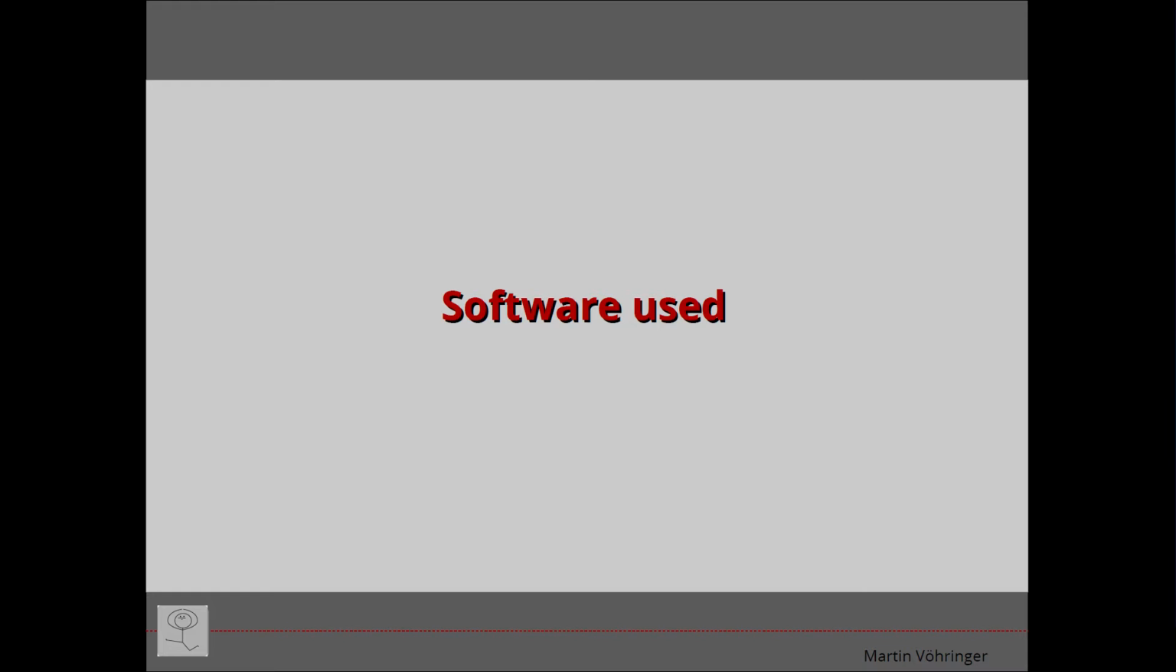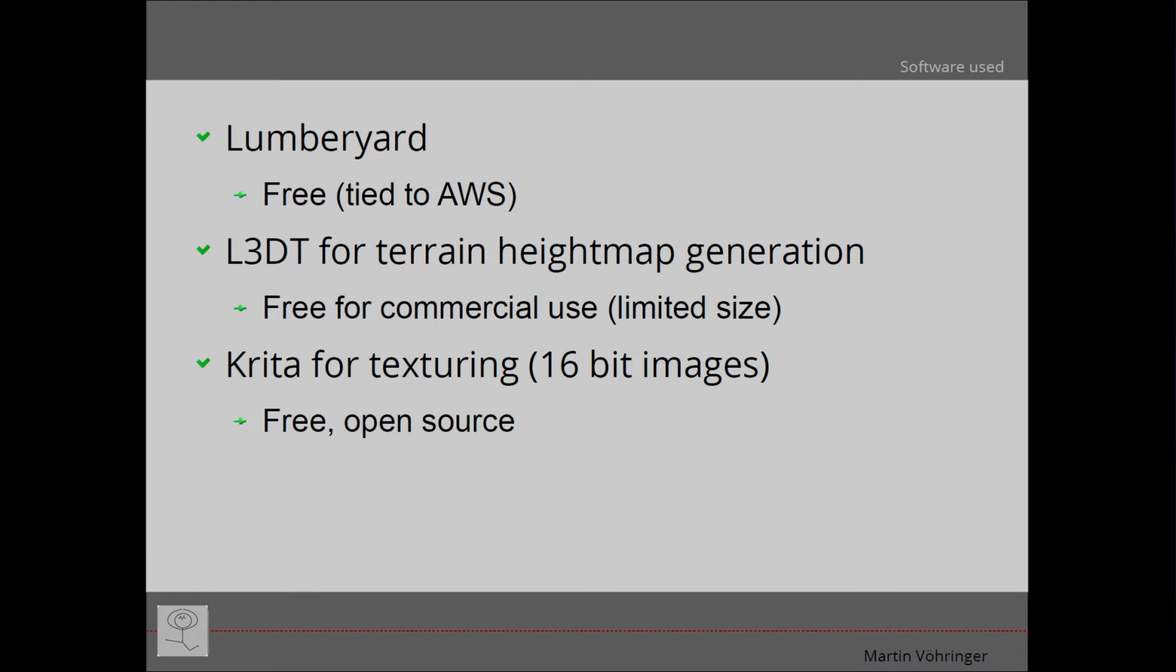Now, for the software used, obviously, we're going to use Lumberyard, and I used L3DT for the terrain height map we're going to import. It is even free for commercial purposes. And we're also going to use Krita for texturing, because it can handle 16-bit images and we need that ability in order to get our normal maps correct.